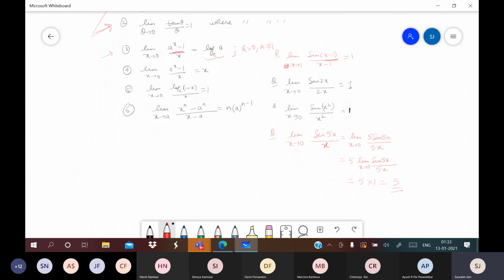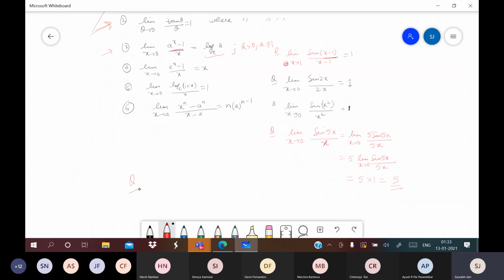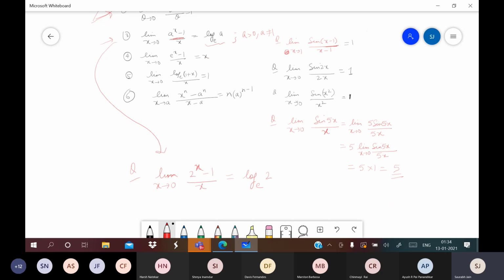For example, let me take an example here. Suppose the question is limit x tends to 0, 2 to the power x minus 1 upon x. Suppose it is a straightforward question. Okay. You compare this with the formula. So it is like a value putting kind of question. Okay. What will be the answer? Answer will be log 2 base e, because in place of a you have to substitute 2. Okay, so direct question.